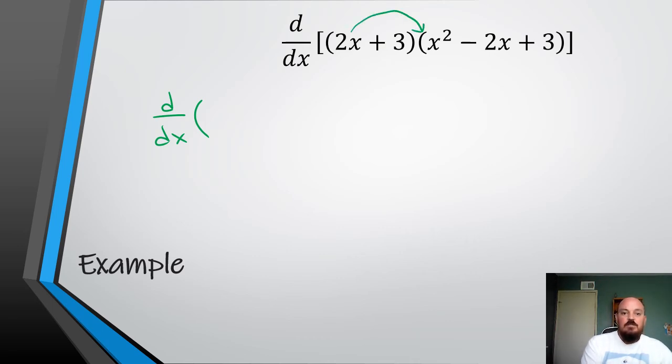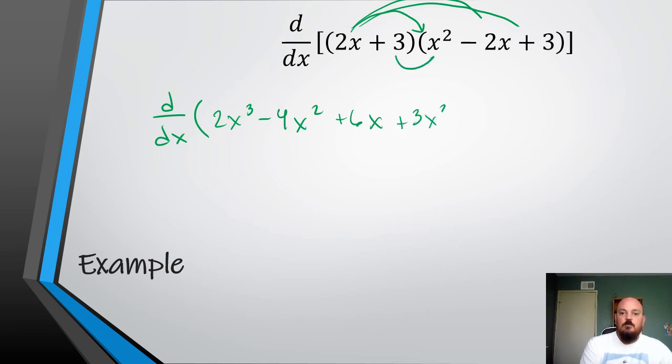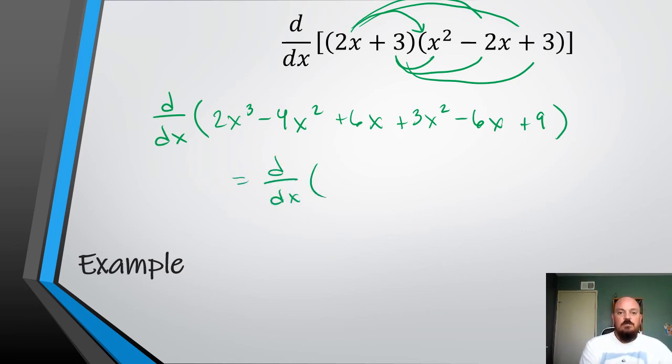That would be 2x cubed minus 4x squared and plus 6x. And then I'll distribute the 3, plus 3x squared minus 6x and plus 9. And let's clean up our like terms. We have 2x cubed. We have a total of negative 1x squared. The 6x and the negative 6x will cancel, and then we have a plus 9 on the end.